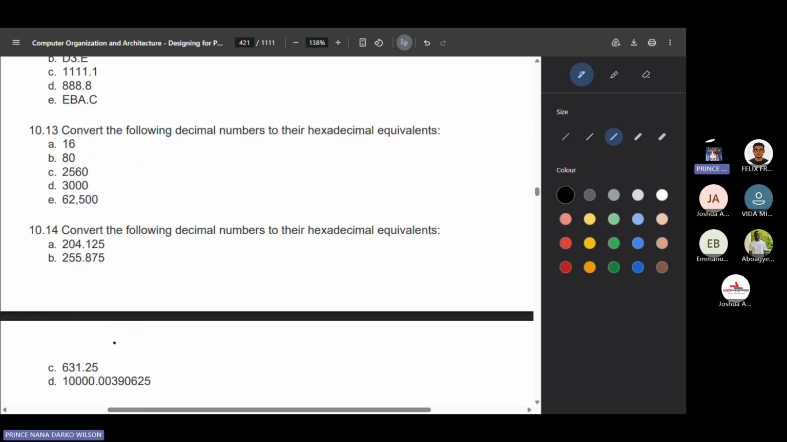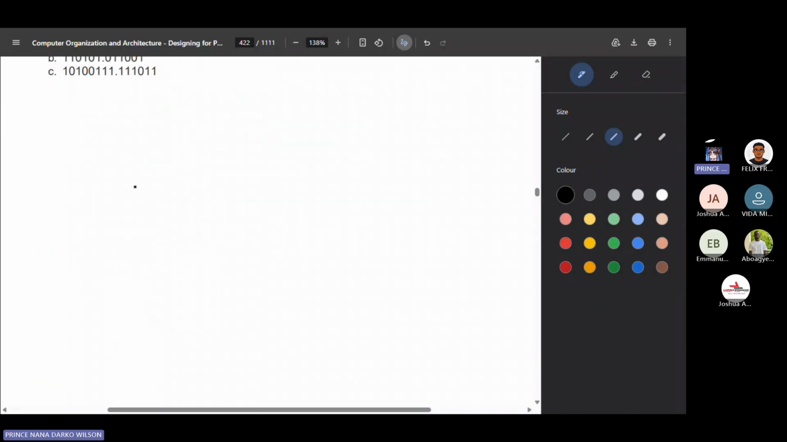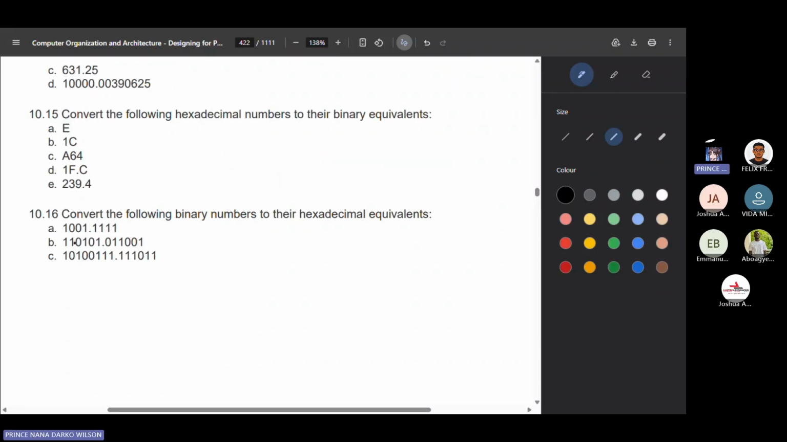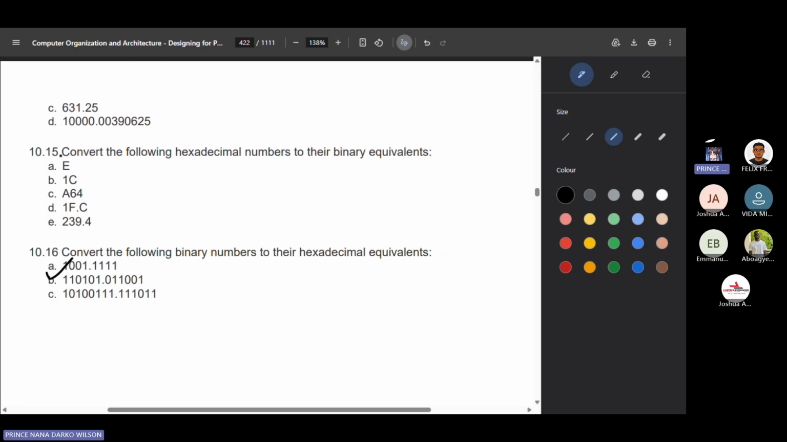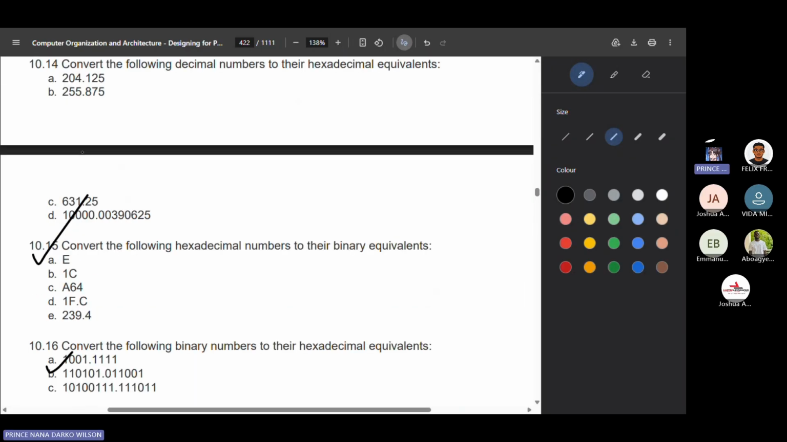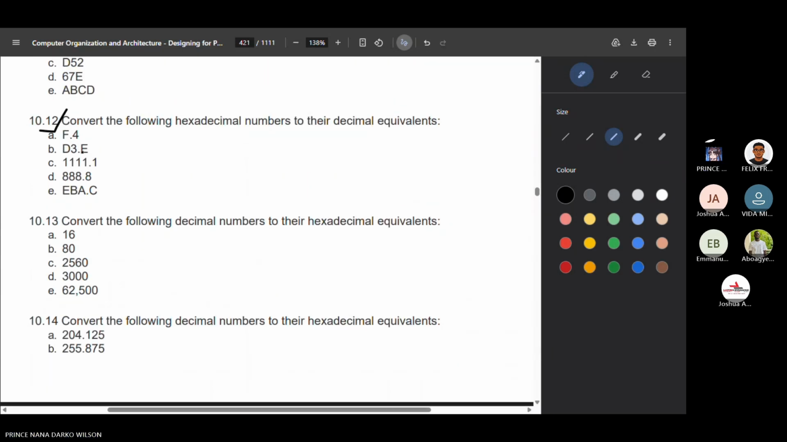And this one says convert the following binary to their hex equivalents. Okay, we just looked at that. You can tackle this one too. So remember, groups of 4, and then you convert. You can try this too. So 10.15, 10.16, and 10.12.